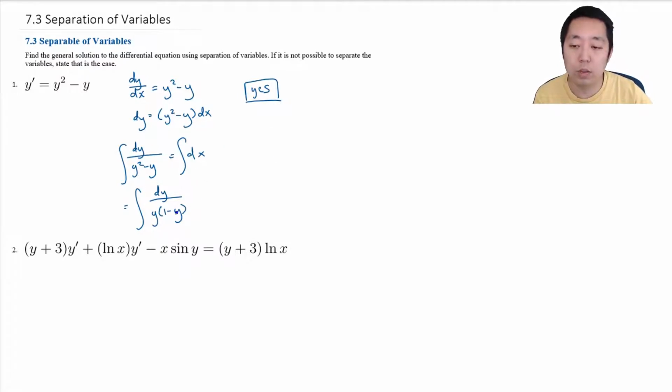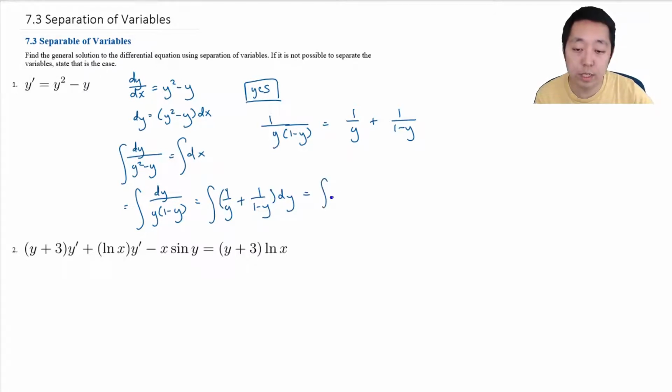Just one thing: I would factor out a y like this, and the way you would do this integral is I would say 1 over y times 1 minus y is equal to 1 over y plus 1 over 1 minus y. Does that work? Yes, if you do a common denominator and add these up, it works this way. So what you're allowed to do is take the integral of both sides. This becomes the integral of 1 over y plus 1 over 1 minus y dy, and this becomes the integral of dx. You don't need to know how I converted this to this, but once you have it in this form, you should be able to do the integral.